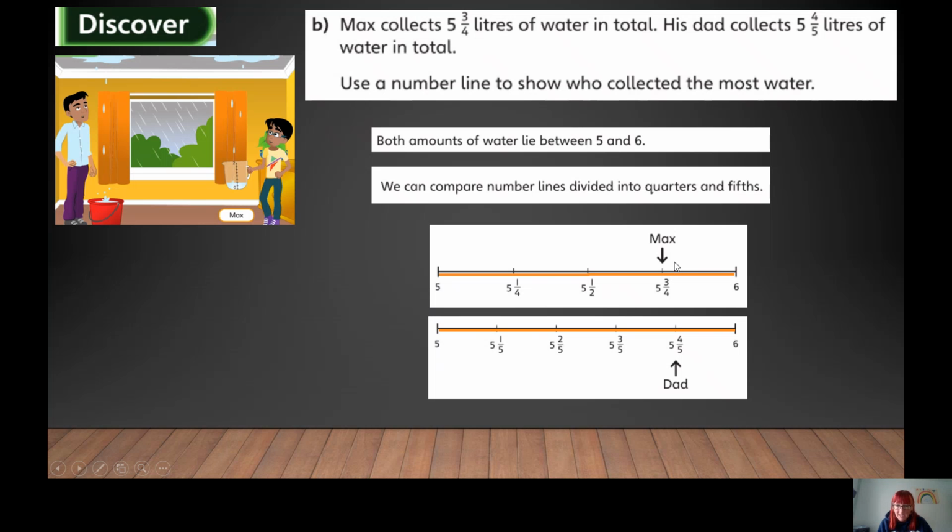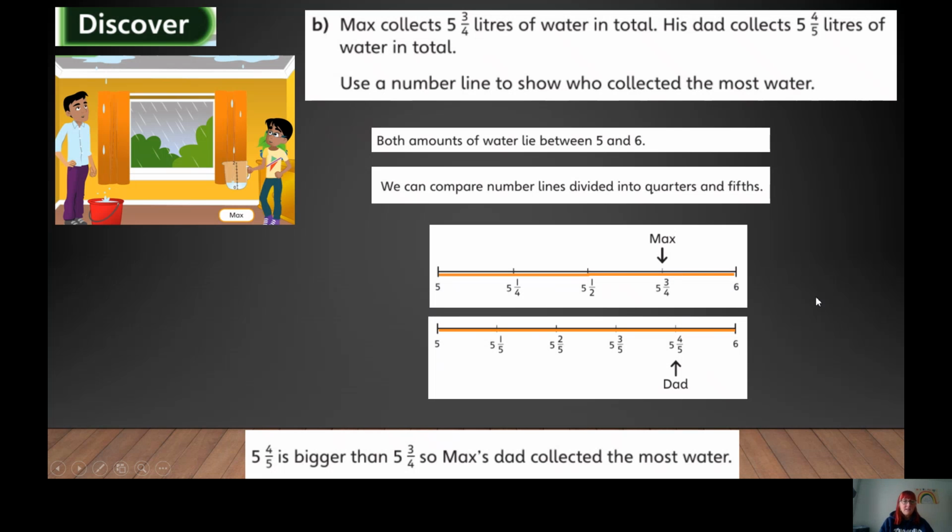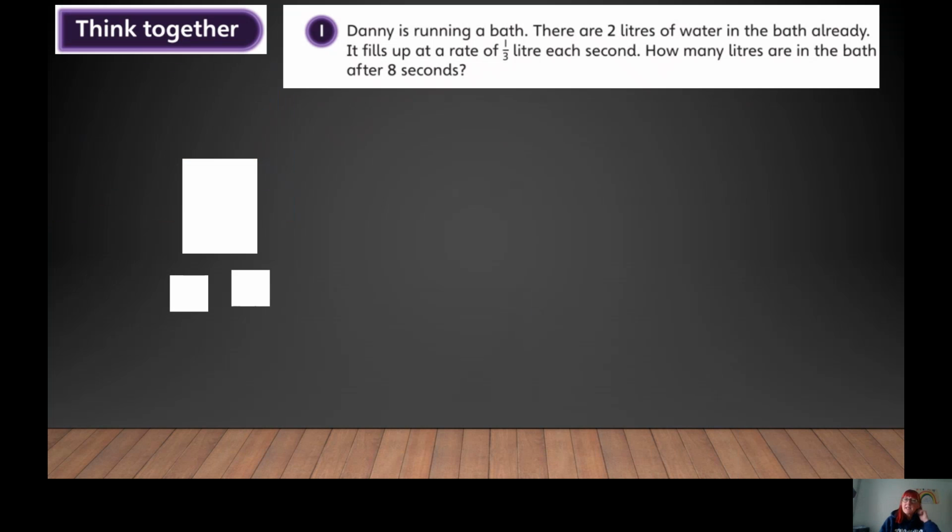And if we compare, because the number lines are the same length, but split into their respective fractions, it looks to me that Dad has collected more than Max. So it says use the number line to show who collected most of the water. And you can see here, there's a huge amount more there. So the answer to the question is 5 4/5 is bigger than 5 3/4. So Max's dad has collected the most water.